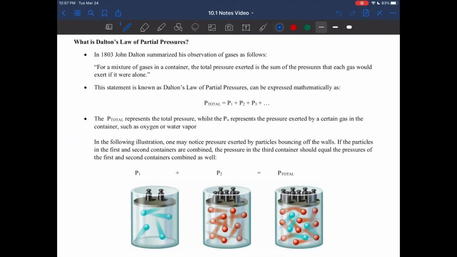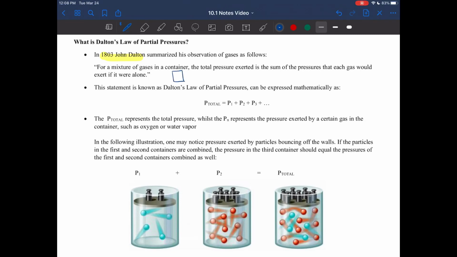All right, now we want to talk about Dalton's law of partial pressures. In 1803, John Dalton summarized some observations of gases with this quote. He said that for a mixture of gases in a container, the total pressure exerted is the sum of the pressures that each gas would exert if it were alone. Okay, so what does this mean?